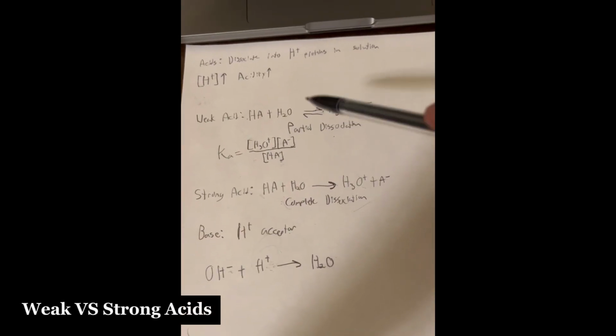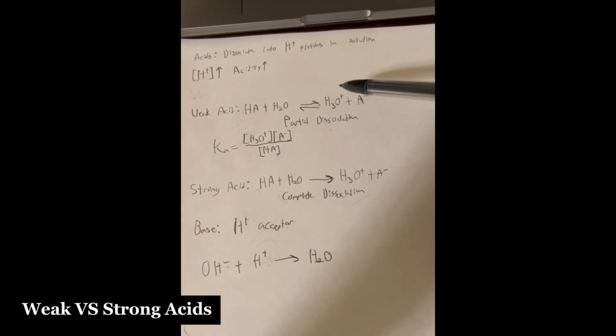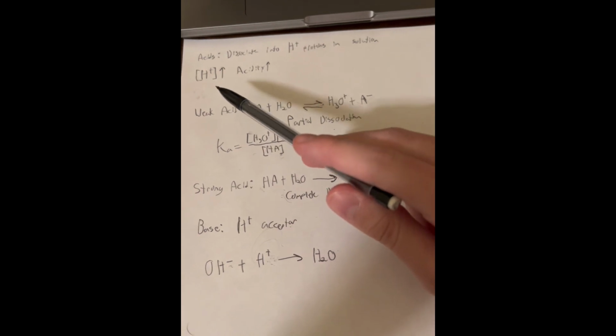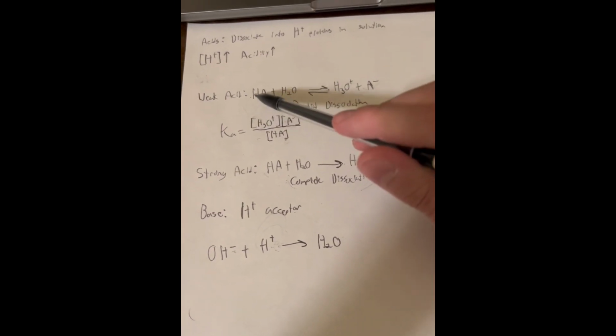By definition, acids are substances that dissociate into protons in solution. The higher the concentration of protons in a solution, the higher the solution's acidity is. A weak acid will partially dissociate into protons and ions in solution, forming an equilibrium in the solution, which is mainly reactant favored. Mainly, you're going to have the acid form in the solution. However, you'll have some dissociation, and we can actually form an equilibrium constant with the dissociated form on top with the protons and the actual acid form on the bottom.